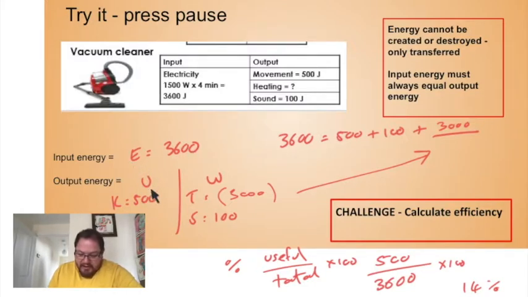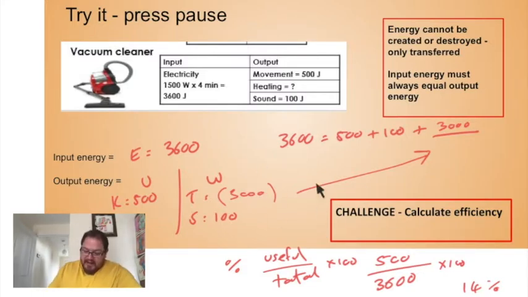My output energy, well, my useful energy is the movement, because again, it's kind of like a fan that sucks the dirt and grime in. We've got 500 joules there, and heat is no longer a useful energy for me now, and sound is no longer a useful energy. So these are my wasted energies. We didn't know thermal, so what I did was 3,600 must be equal to my output energy, which is 500 plus 100. So I need 3,000 there to take it to 3,600. So my thermal energy is 3,000 joules, or 3 kilojoules.